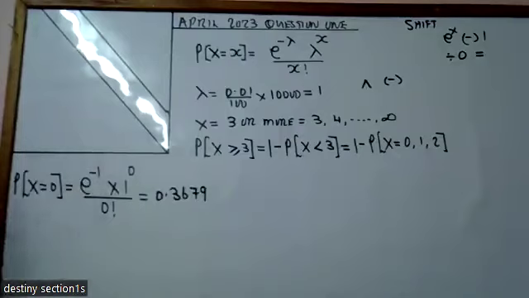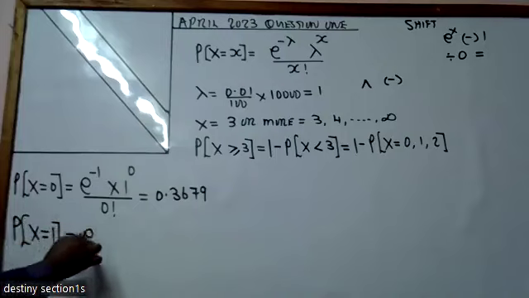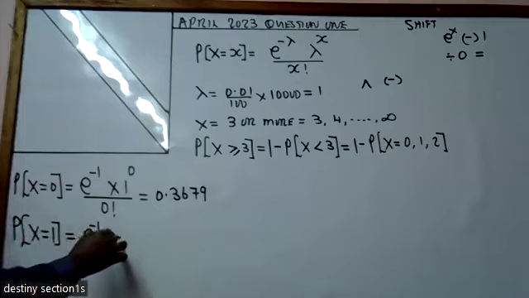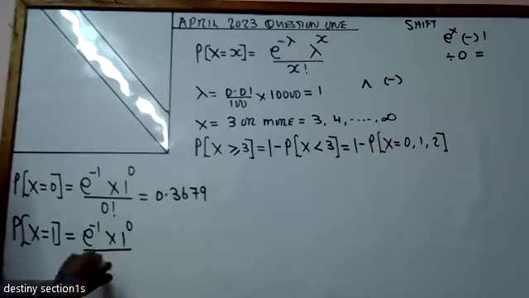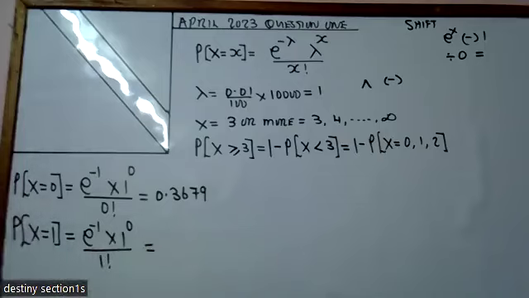Margaret, unmute yourself to be aware here. Probability of X being equal to 1 equals e raised to the power minus 1 times 1 raised to the power 0, you divide by 1 factorial. Margaret, are you ready?